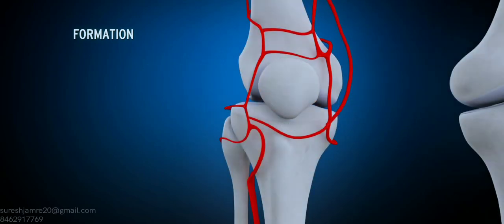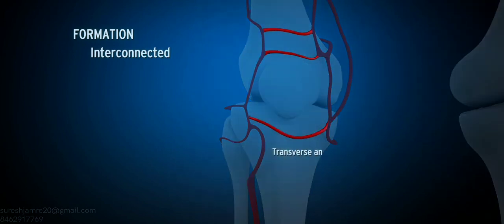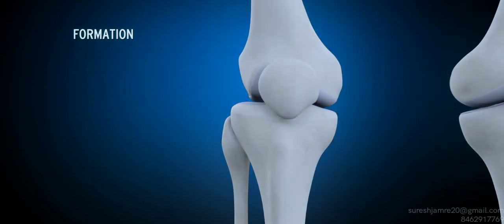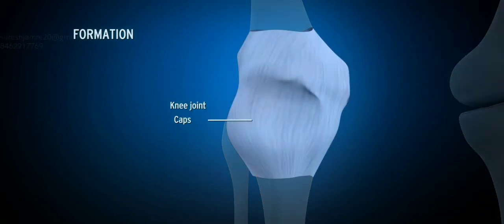The longitudinal anastomoses are interconnected to form transverse anastomoses just above and below the patella and above the tibial tuberosity. The anastomosis supplies bones taking part in knee joint, the capsule and synovial membranes of the knee joint.